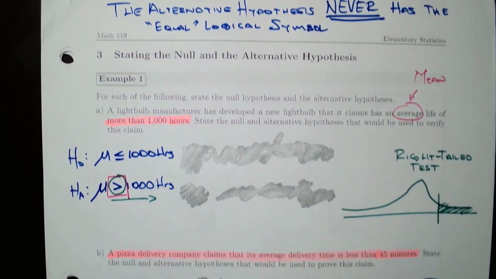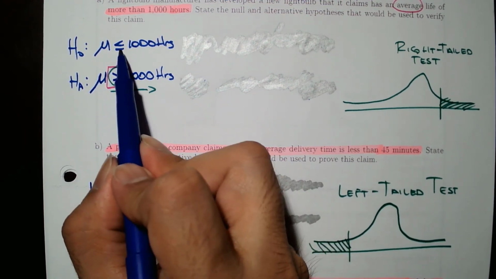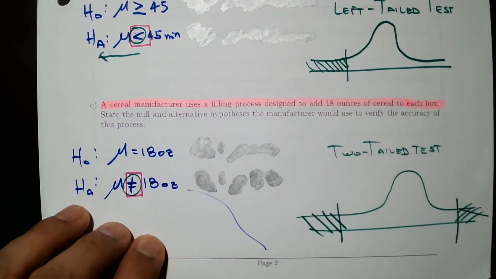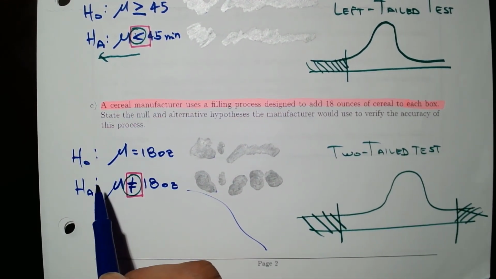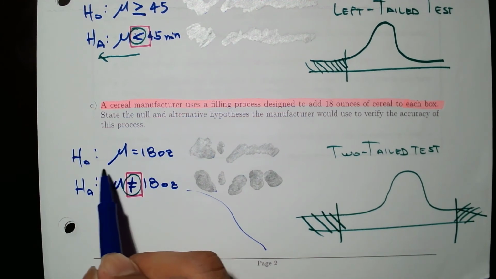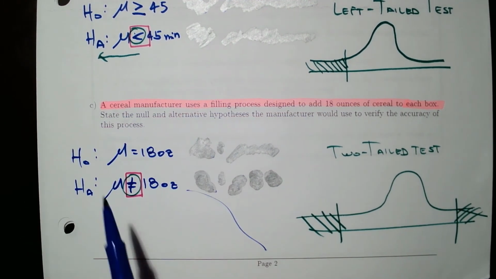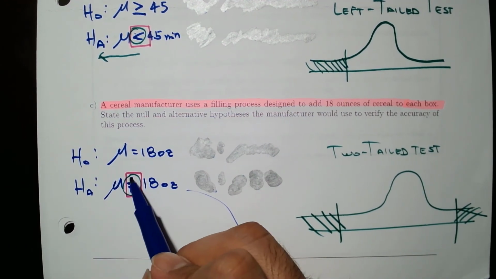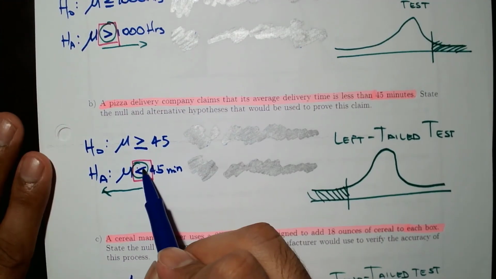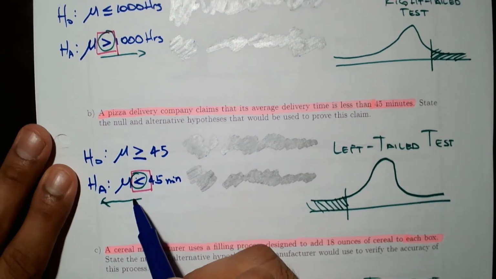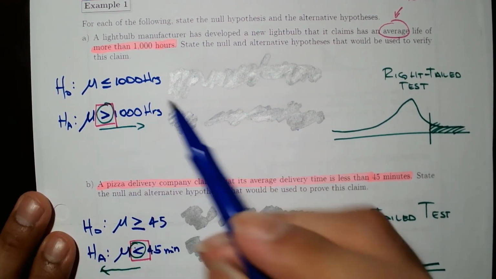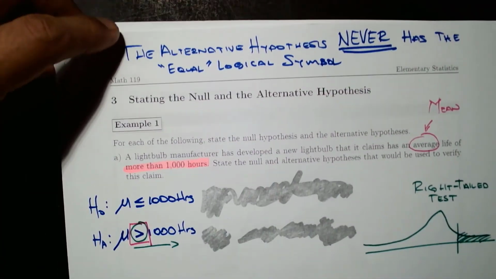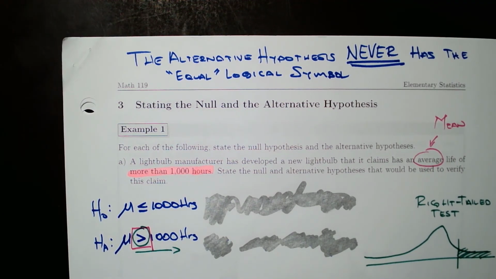Right? It is only the null hypothesis that has it: less than or equal, greater than or equal, equal. None of the alternative hypotheses have the equal. This is not equal, which doesn't include equal. This is just less than, does not include the equal. This is greater than, does not include the equal. So that's very important when stating the null hypothesis and the alternative hypothesis.